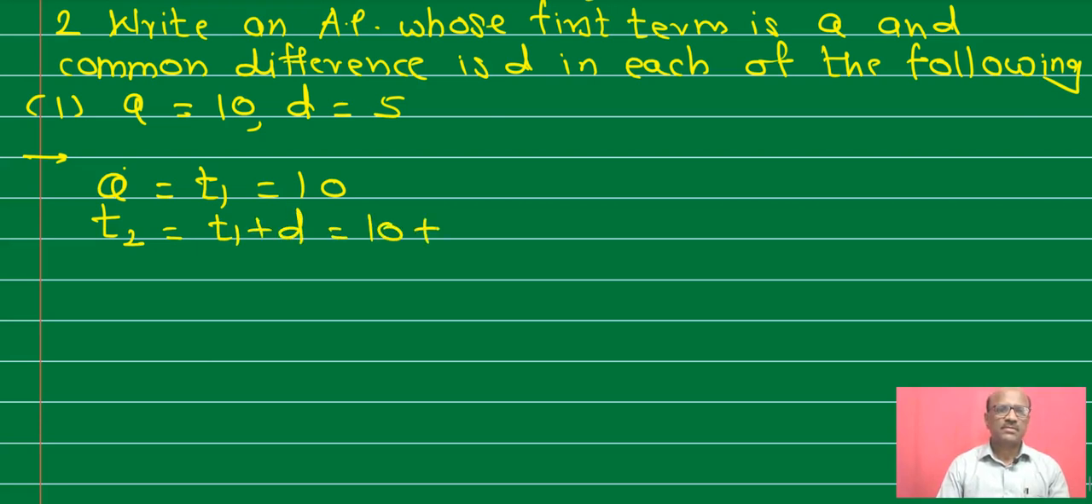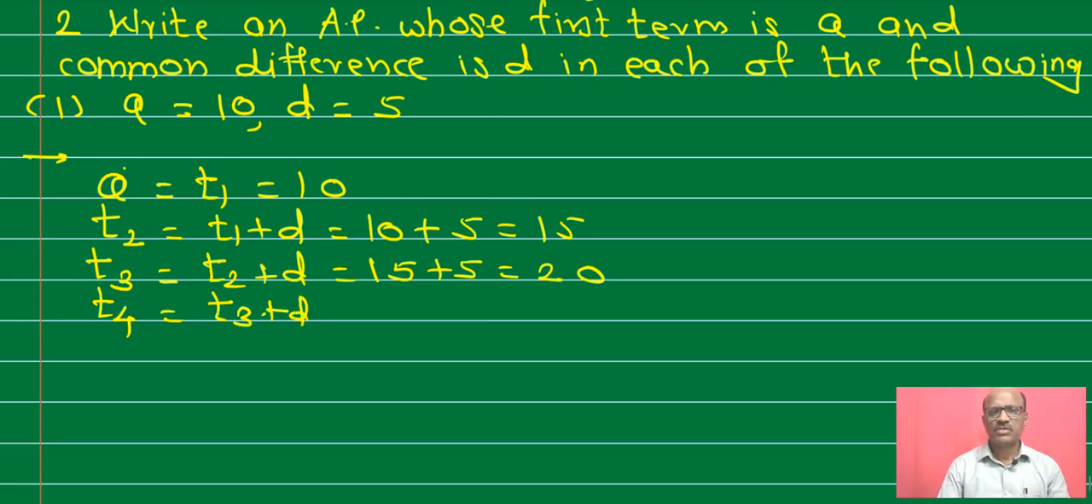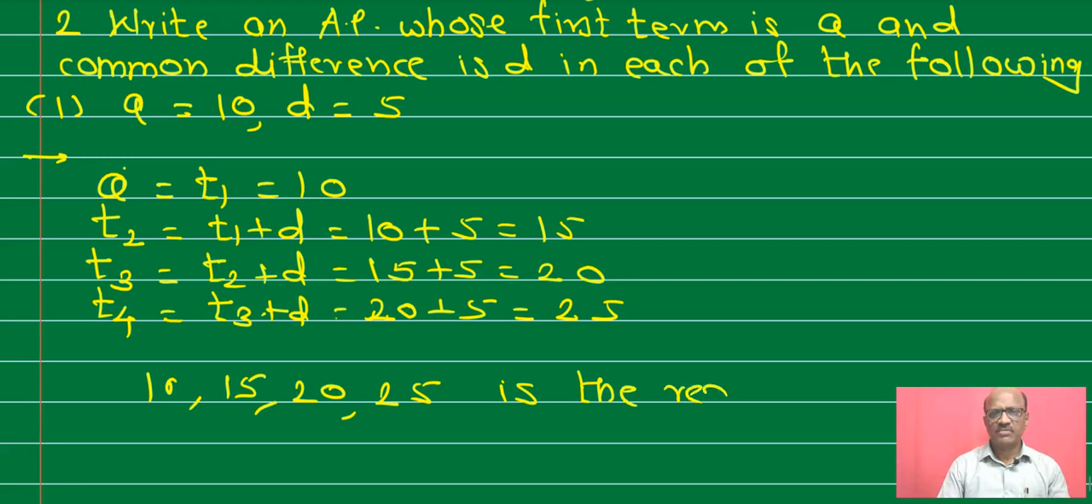A is T1. A is always the first term. T1 is 10, T2 is T1 plus D. Each term increases by D going forward. Therefore T2 is equal to T1 plus D, 10 plus 5 is 15. T3 is T2 plus D, that is 15 plus 5 is 20. T4 is T3 plus D, that is 20 plus 5 is 25. And in this way 10, 15, 20, 25 are the required terms of AP, arithmetic progression.